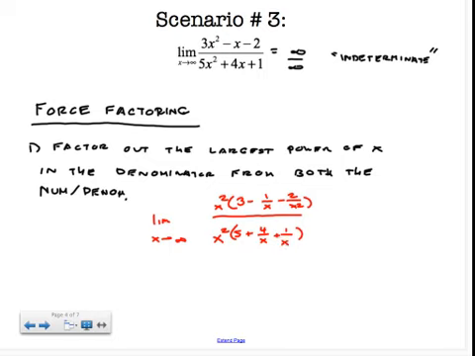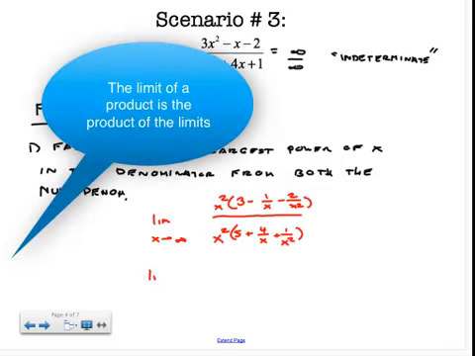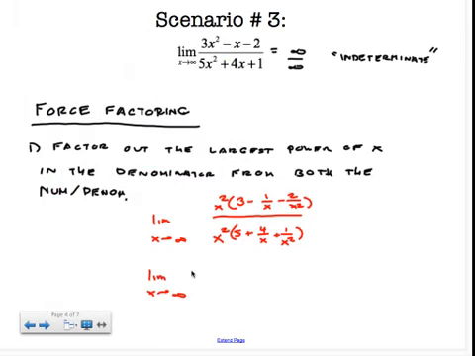All right, now what does that accomplish? Well, first thing I'm going to do is use one of my limit properties to make this into two limits. We're going to make this the limit as x goes to infinity of x squared over x squared, times the limit as x goes to infinity of what's remaining, which is 3 minus 1 over x minus 2 over x squared, over 5 plus 4 over x plus 1 over x squared.